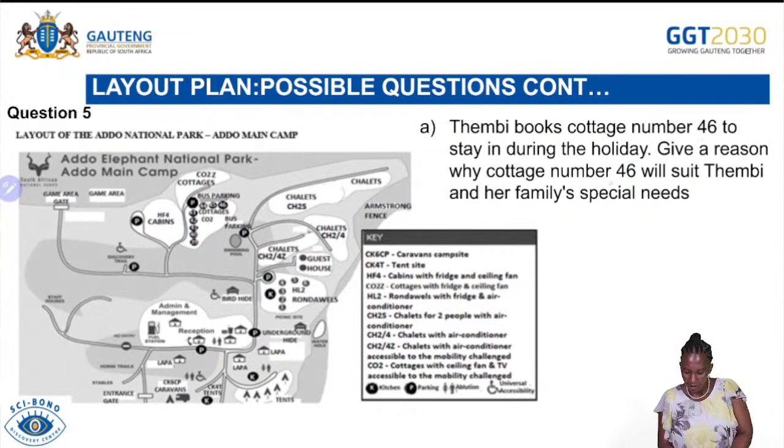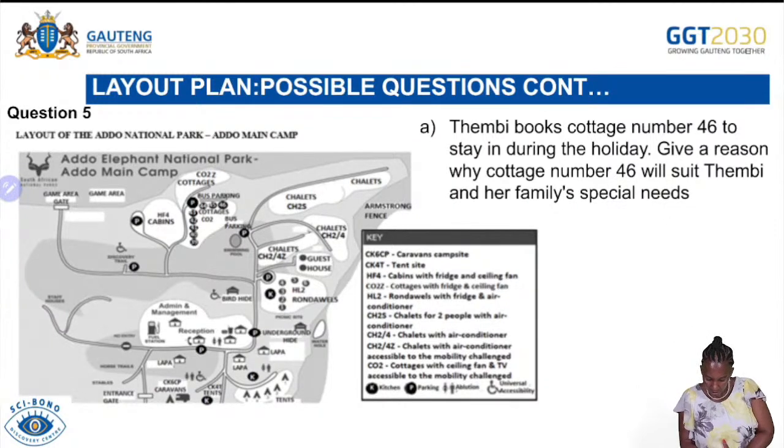Give a reason why cottage 46 will suit Tembi and her family's special needs. Now, where's cottage number 46? Here is cottage number 46 on the map. And then cottage number 46 is where? It is at CO2. So it's cottage number 46 at CO2. And then what does CO2 stand for?